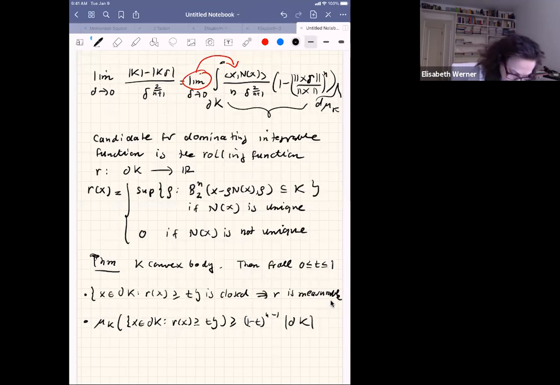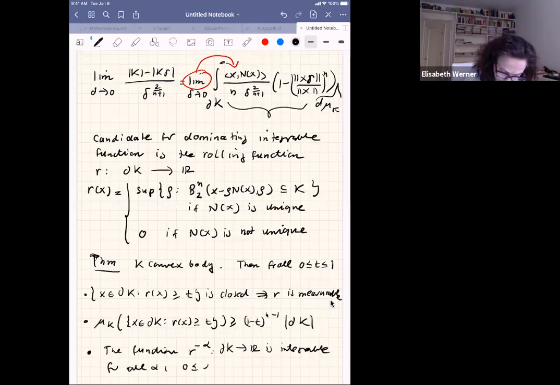And it will follow from this inequality that actually the rolling function, the function r to the minus alpha, this rolling function that I repeat goes from the boundary of K to R, is integrable for all alpha, where alpha is bigger or equal than zero and strictly smaller than one.